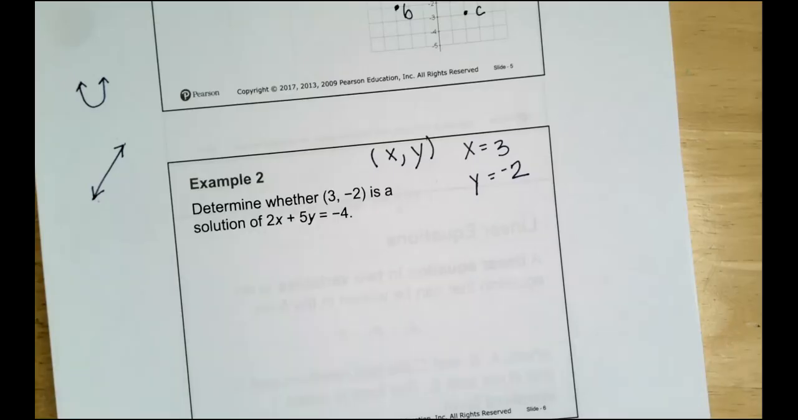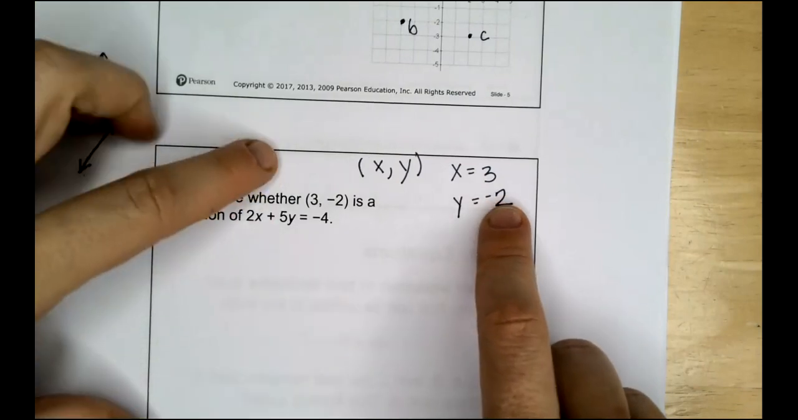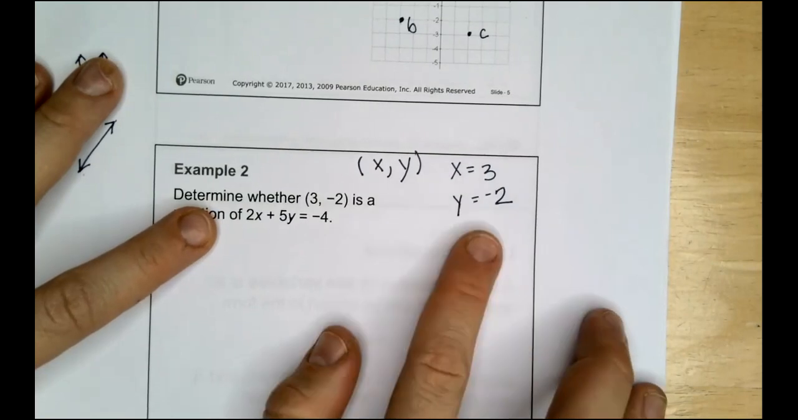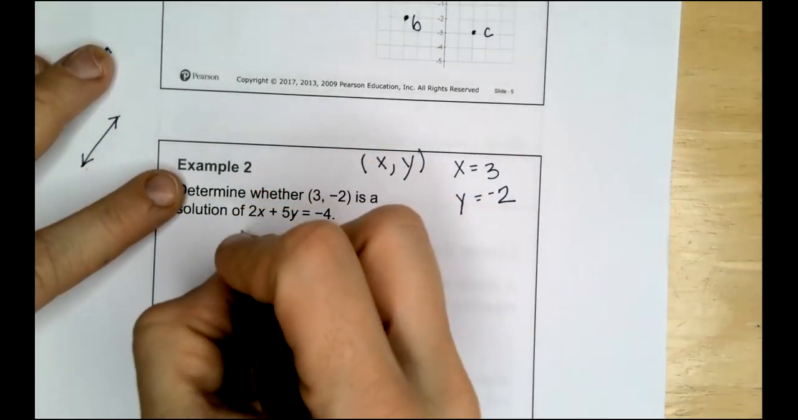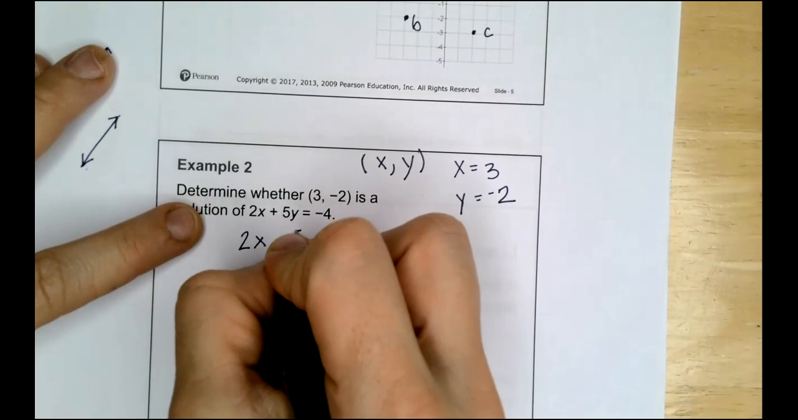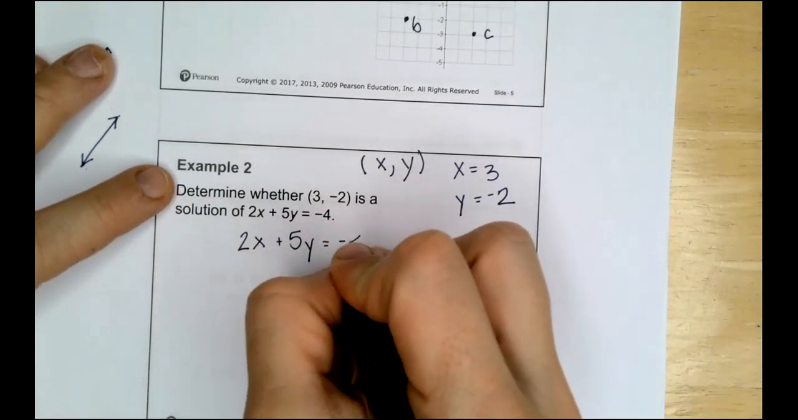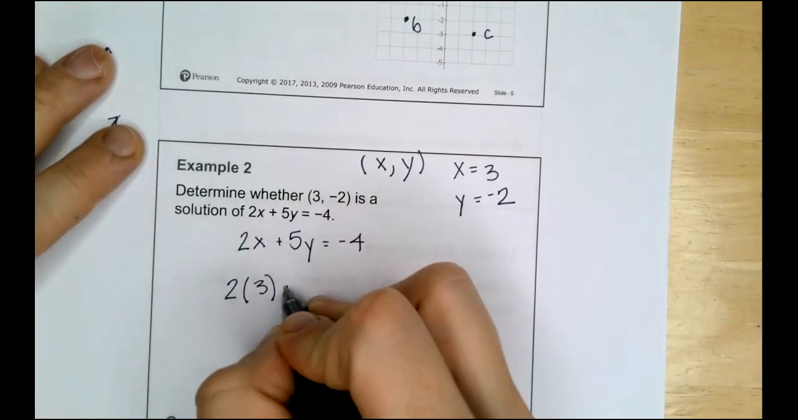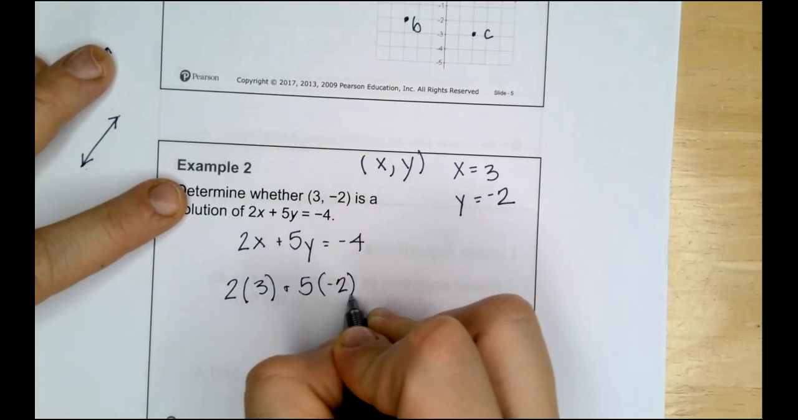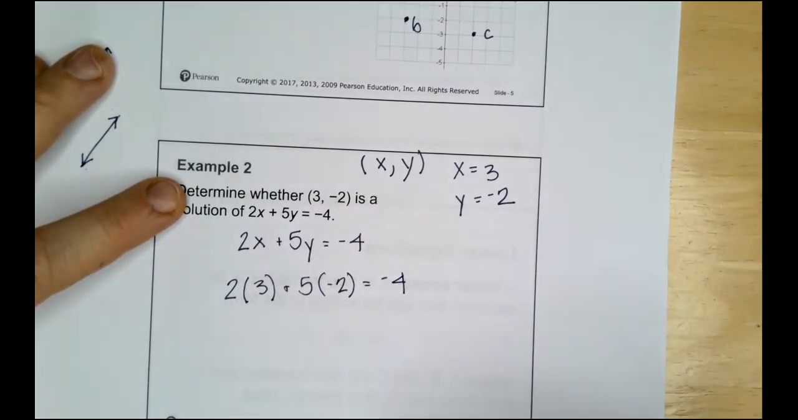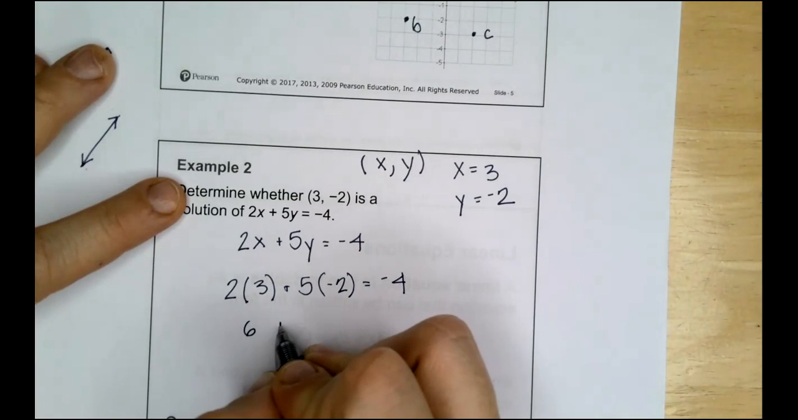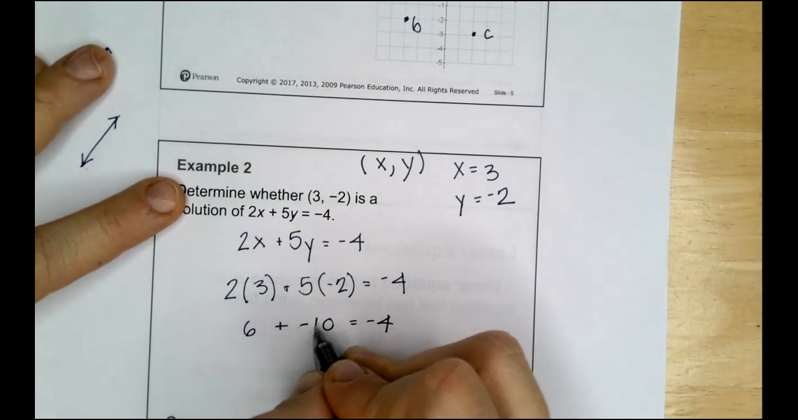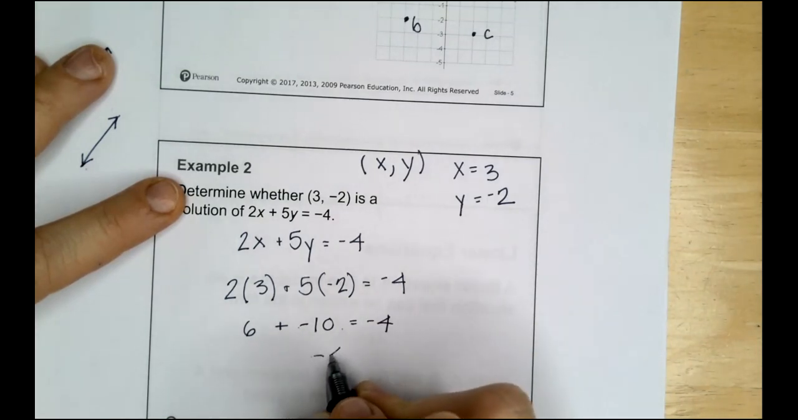Why is that? Think about it. Pause the video and think about it. If I put in 3 for x and negative 2 for y, what will happen? 2 times x plus 5 times y is equal to negative 4. If I say x is 3 and y is negative 2, it makes this true. 2 times 3 is 6. 5 times negative 2 is negative 10. 6 minus 10 is negative 4.